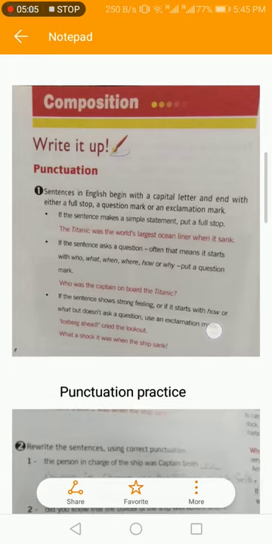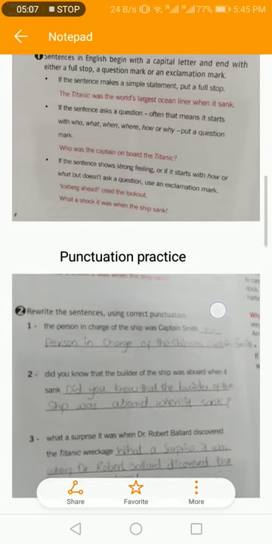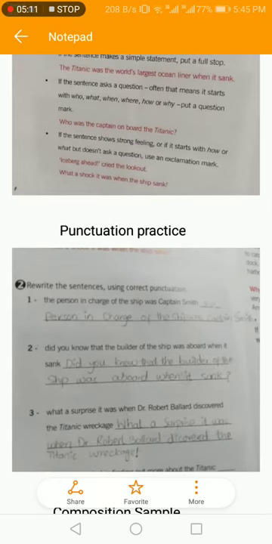Now we have a punctuation practice exercise: rewrite the sentences using correct punctuation. The person in charge of the ship was Captain Smith. This is a simple statement. So we have to put a full stop at the end and we have to start the sentence with a capital letter. The person in charge of the ship was Captain Smith.